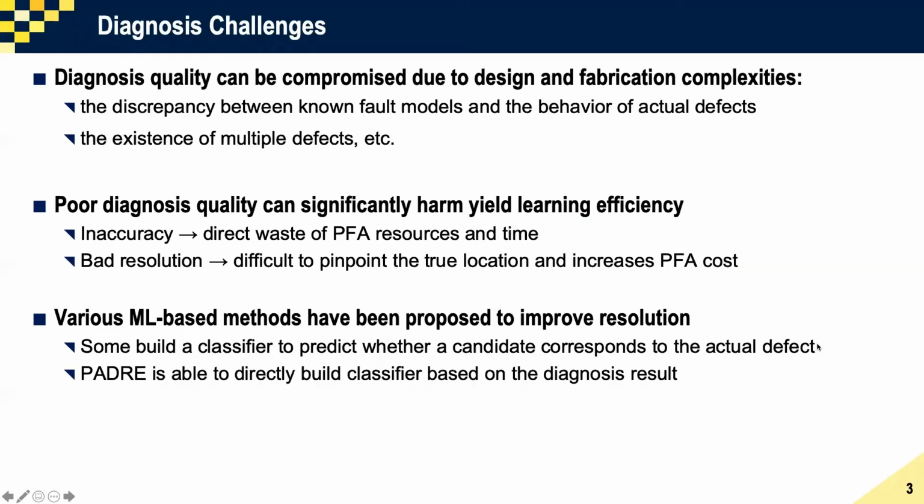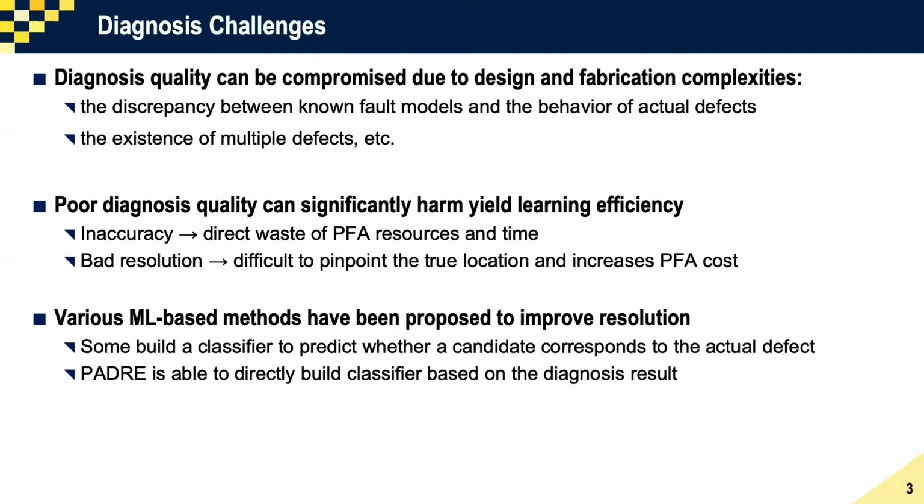Unfortunately, due to the design and fabrication complexities, such as the existence of multiple defects, it is quite often that diagnosis ends up with an inaccurate result, which directly leads to a waste of PFA resources or a bad resolution that makes it difficult to pinpoint the actual defect location. All these can significantly slow down the progress for yield learning.